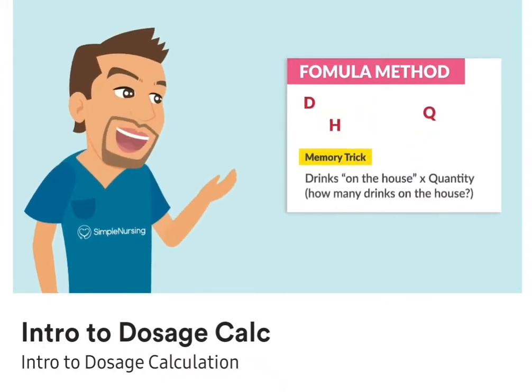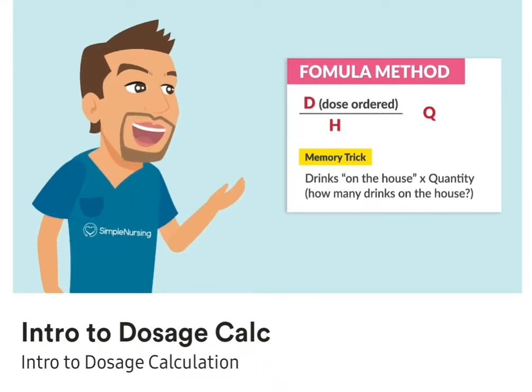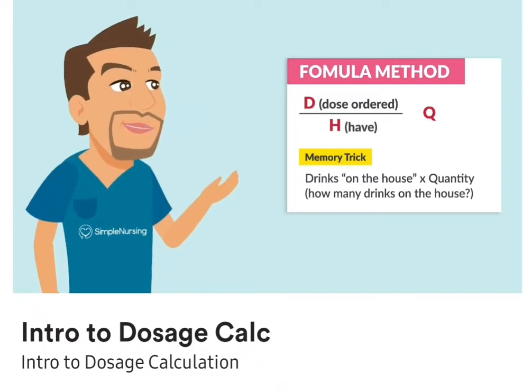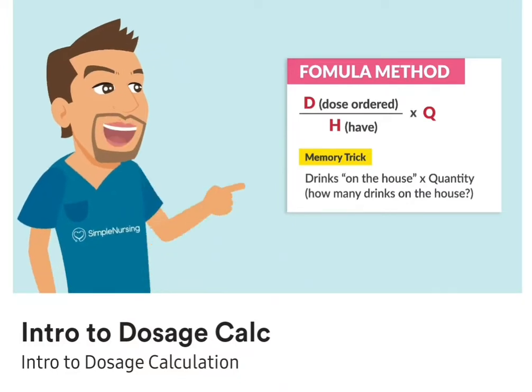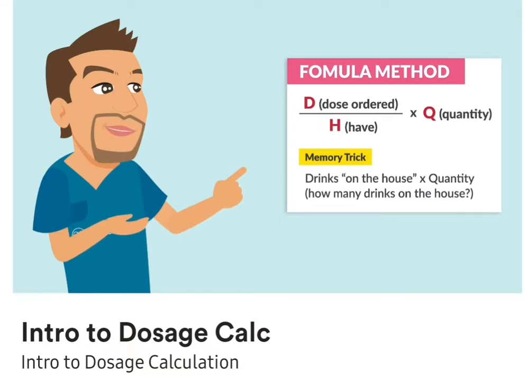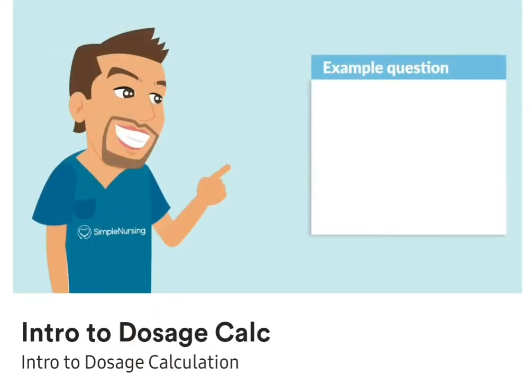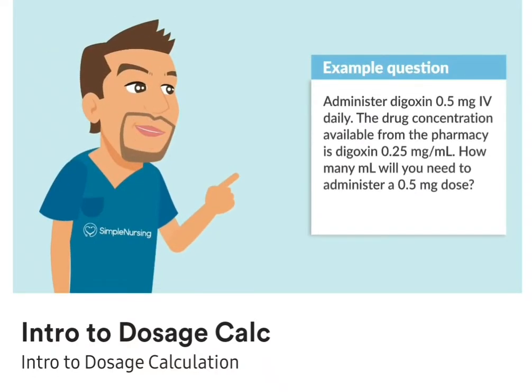This is D for dose ordered, or basically doctor's order. H goes under, like it's on the house here, which is what you have, H on hand, or the medication in the cart. Then simply X is for times the quantity, or basically the volume here. So on the NCLEX and nursing exams, you can get a question like this.